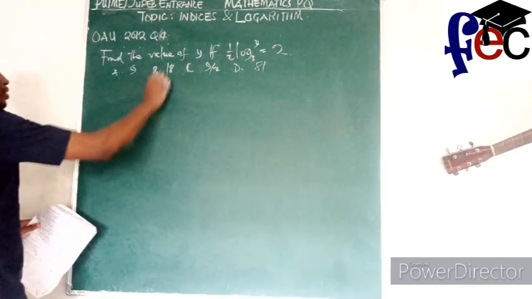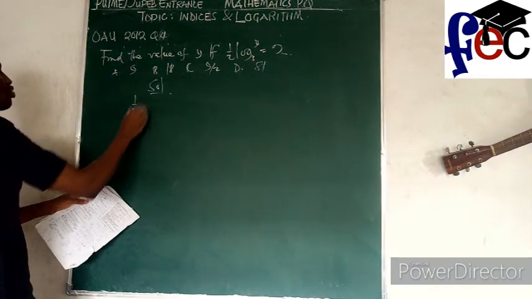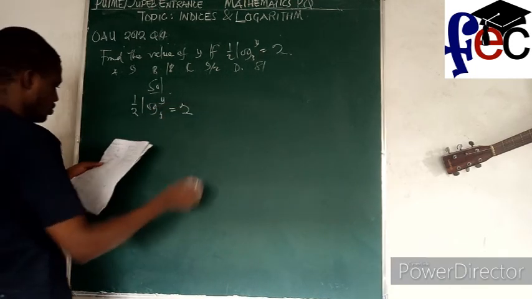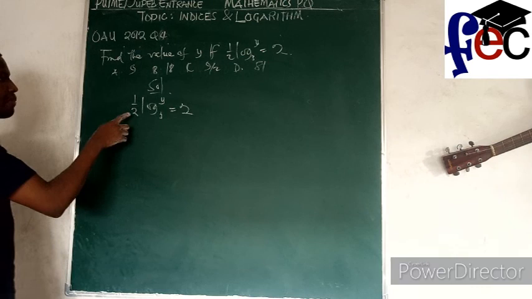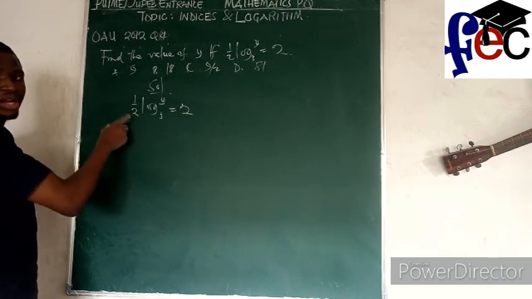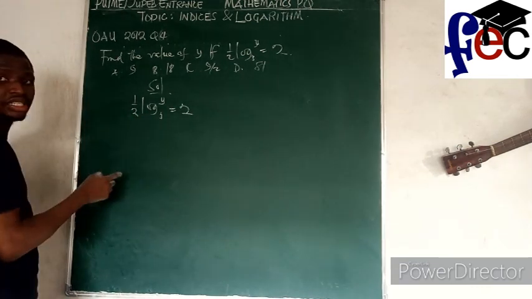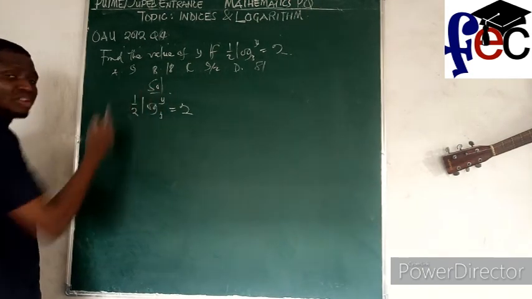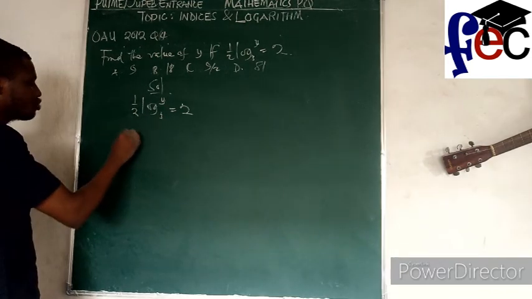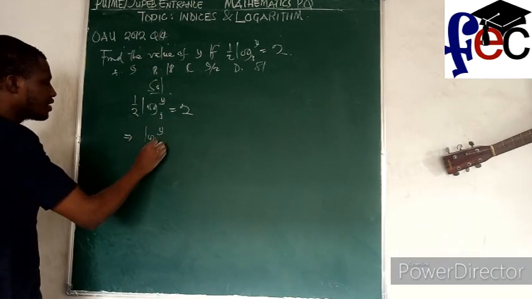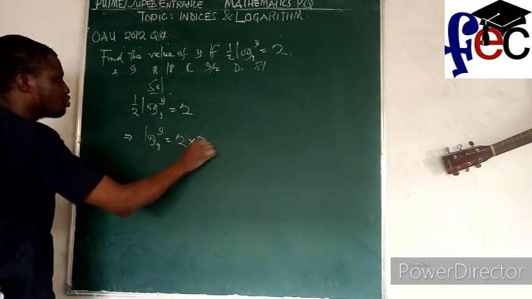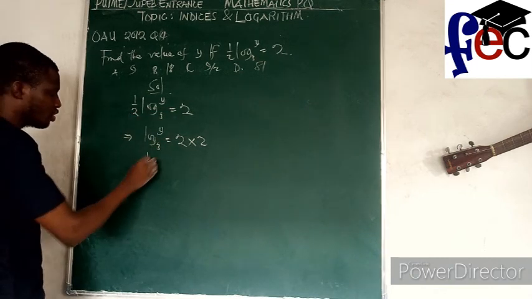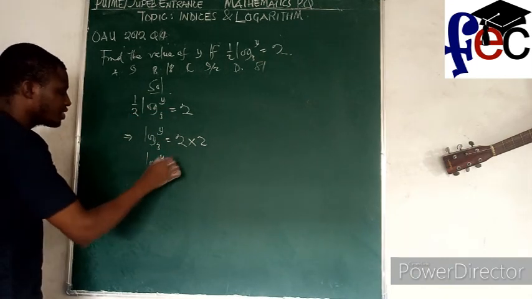No. Solution. We have 1 over 2 log y base 3 equal to 2. What do we do here? I can multiply both sides by 2 so as to terminate this. If you like, you can take it here so that it becomes an index of y, but permit me to multiply both sides. So this will become log y base 3 equal to 2 times 2. Once you multiply both sides by 2, it terminates this, and then you have this.